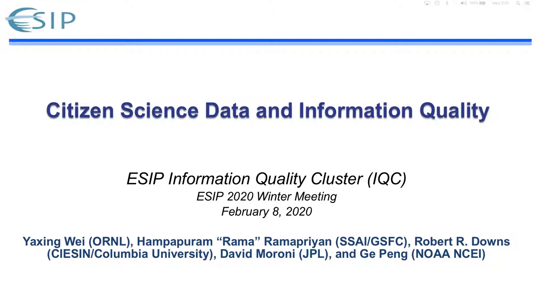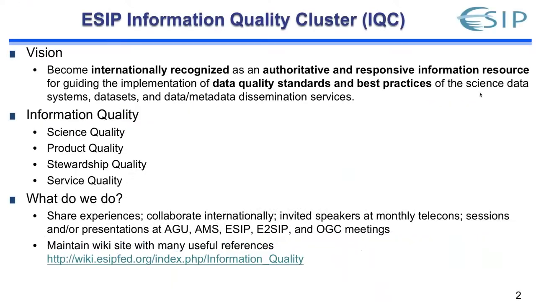So first, let me give a very brief introduction to the ESIP Information Quality Cluster, the IQC. The cluster's vision is to become internationally recognized as an authoritative and responsive information resource for guiding the implementation of data quality standards and the best practices of science data systems, data sets, and data and metadata dissemination services. So IQC focuses on four aspects of information quality: science, product, stewardship, and service. We encourage sharing experiences, and we collaborate internationally, and we invite speakers to our monthly telecons. And we also organize sessions and presentations at meetings like AGU, AMS, ESIP, and OGC meetings. We also have our wiki website available from the ESIP Federation website.